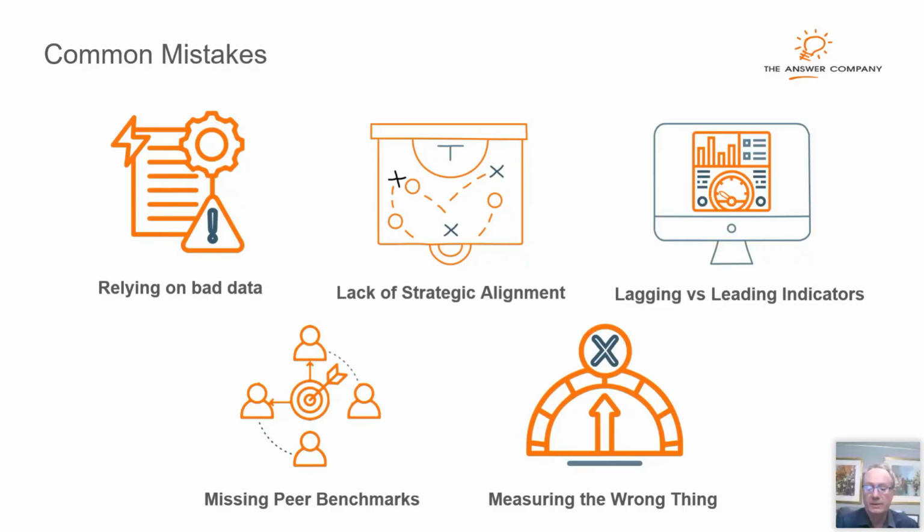So step number one is really to fix any holes or inaccuracies in your data. Then connect your systems and do a data audit to make sure that the data that you have is accurate and complete. We talked about earlier the lack of strategic alignment.